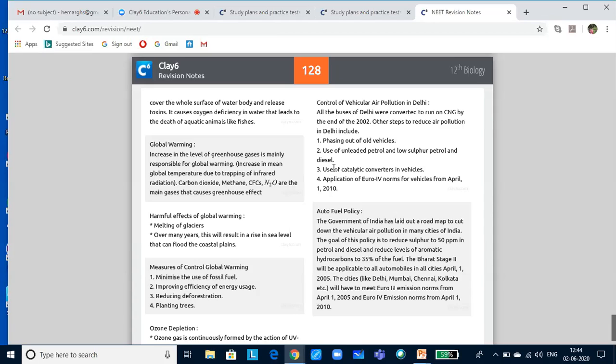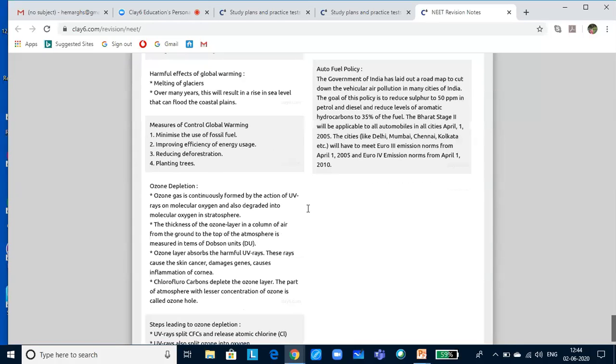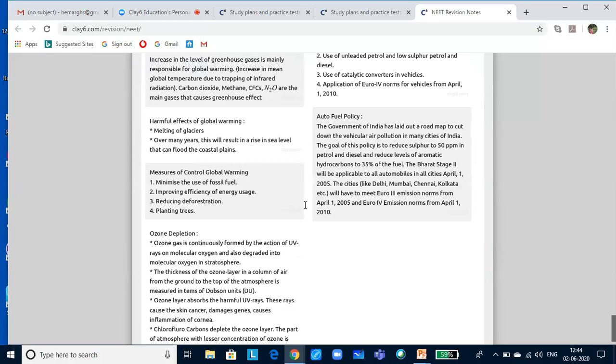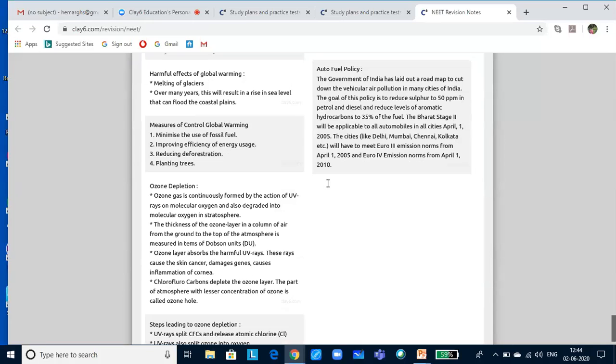So what are the harmful effects of global warming? Melting of glaciers. Over many years, this will result in rise in sea level. This was the ideal situation. We used to say glaciers will melt. Now the glaciers have already started melting, and so we will have to face a catastrophe in the near future. Now, what are the measures? Minimize the use of fossil fuels, improve efficiency of energy usage, reduce deforestation, and plant more trees.